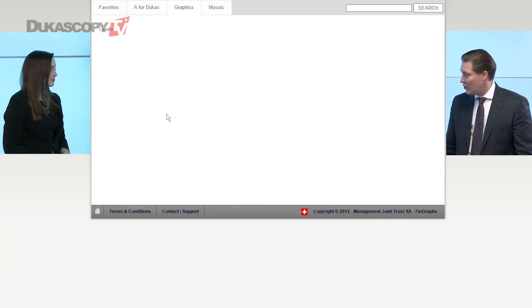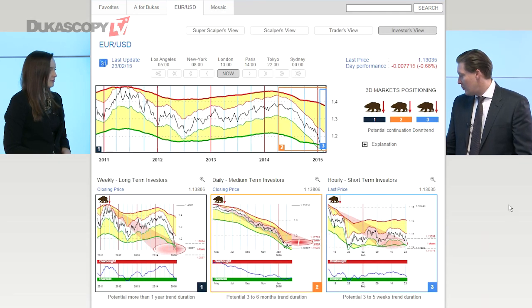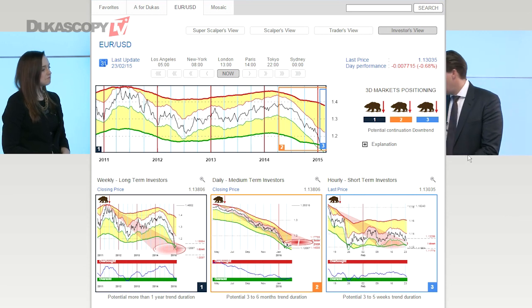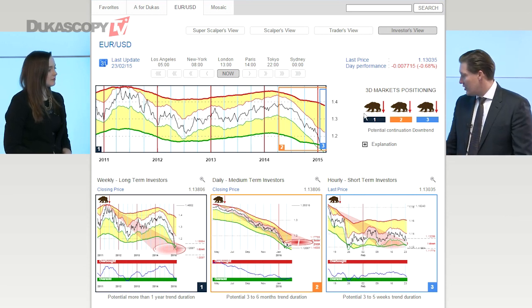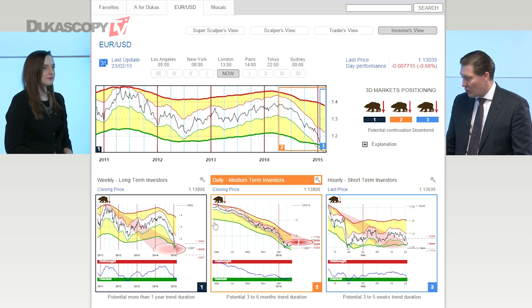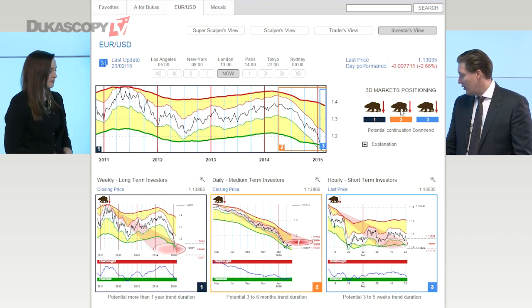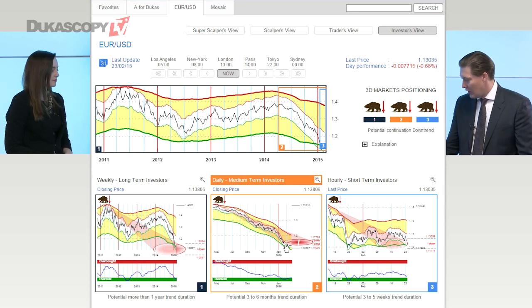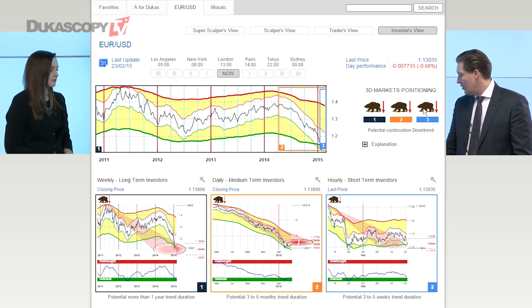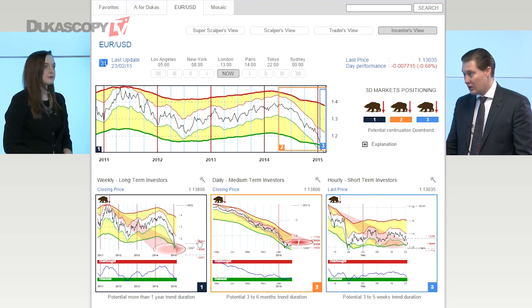So let's look at the euro dollar. It's a pretty bland picture for now. I mean, we have 3 bears on this investor's view: a bear on the long-term weekly chart, so the perspective over the next few quarters, a bear on the daily chart, or the perspective over the next few months, and a bear on the hourly chart, so the perspective over the next few weeks.